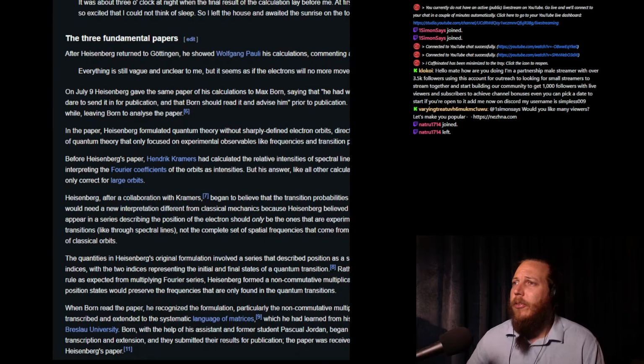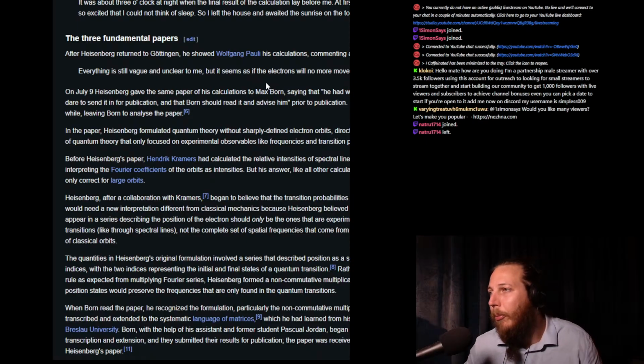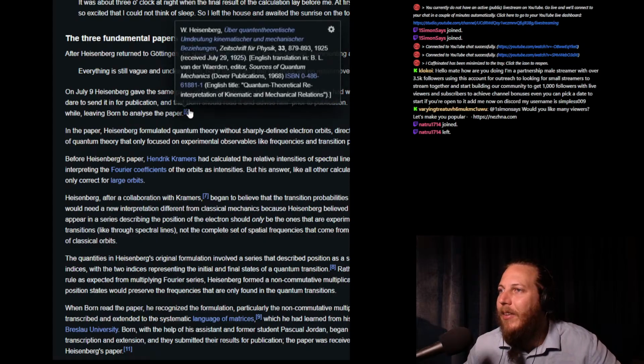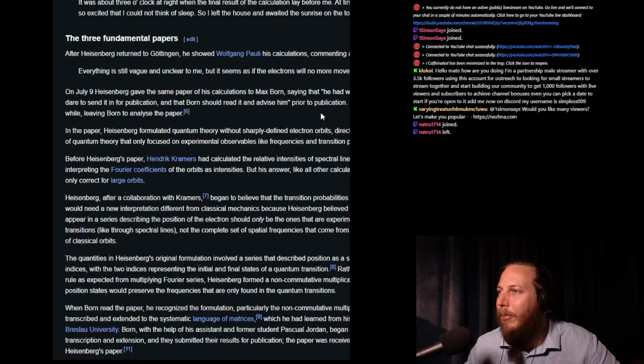After Heisenberg returned to Göttingen, he showed Wolfgang Pauli his calculations, commenting at one point, "Everything is still vague and unclear to me, but it seems as if the electrons will no more move on orbits." On July 9th, Heisenberg gave the paper of his calculations to Max Born, saying that he had written a crazy paper and did not dare to send it in for publication, and that Born should read it and advise him prior to publication. Heisenberg then departed for a while, leaving Born to analyze the paper.